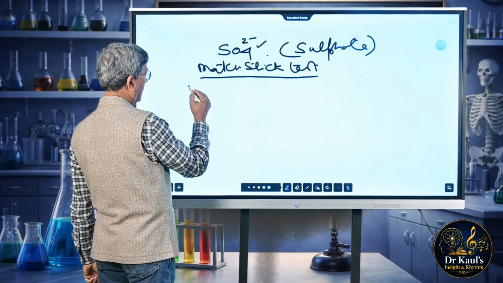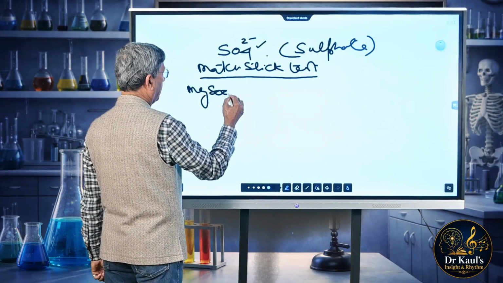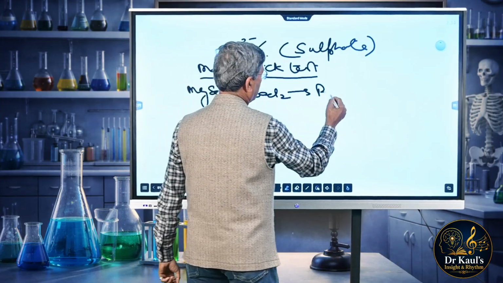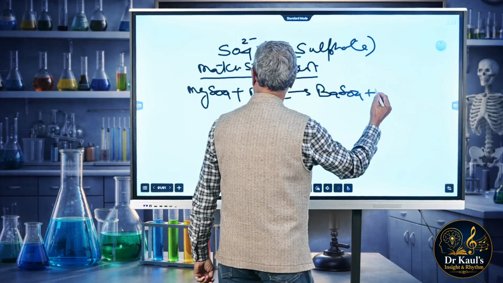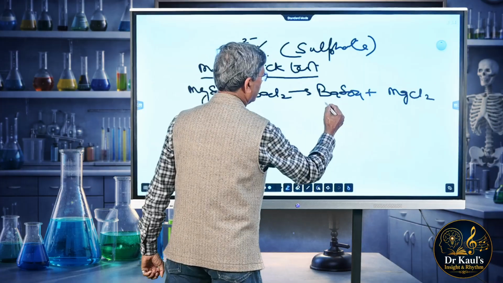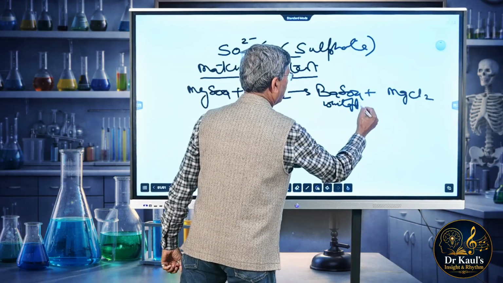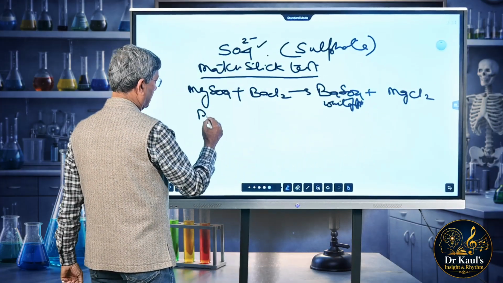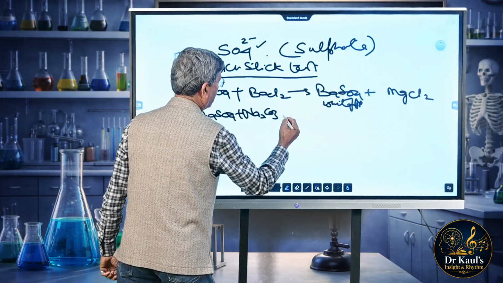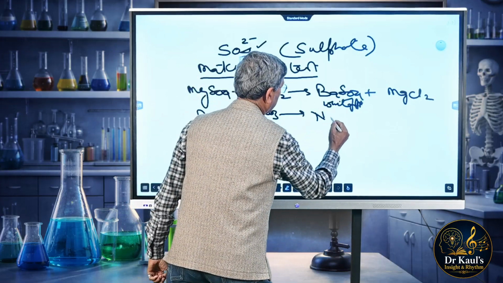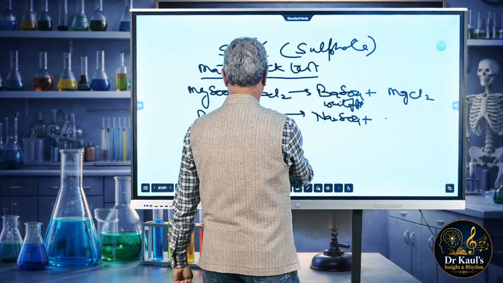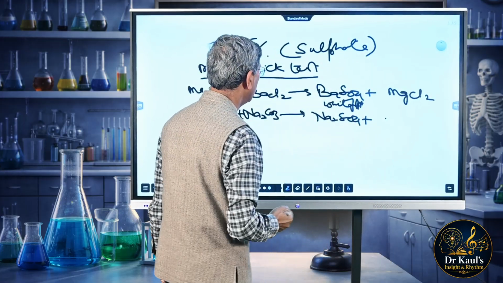Suppose we have got, say, magnesium sulfate. We added barium chloride into it. We got the formation of barium sulfate, plus of course magnesium chloride. This barium sulfate white precipitate is mixed with sodium carbonate. Double displacement takes place, we get the formation of sodium sulfate, plus of course barium carbonate, which decomposes.